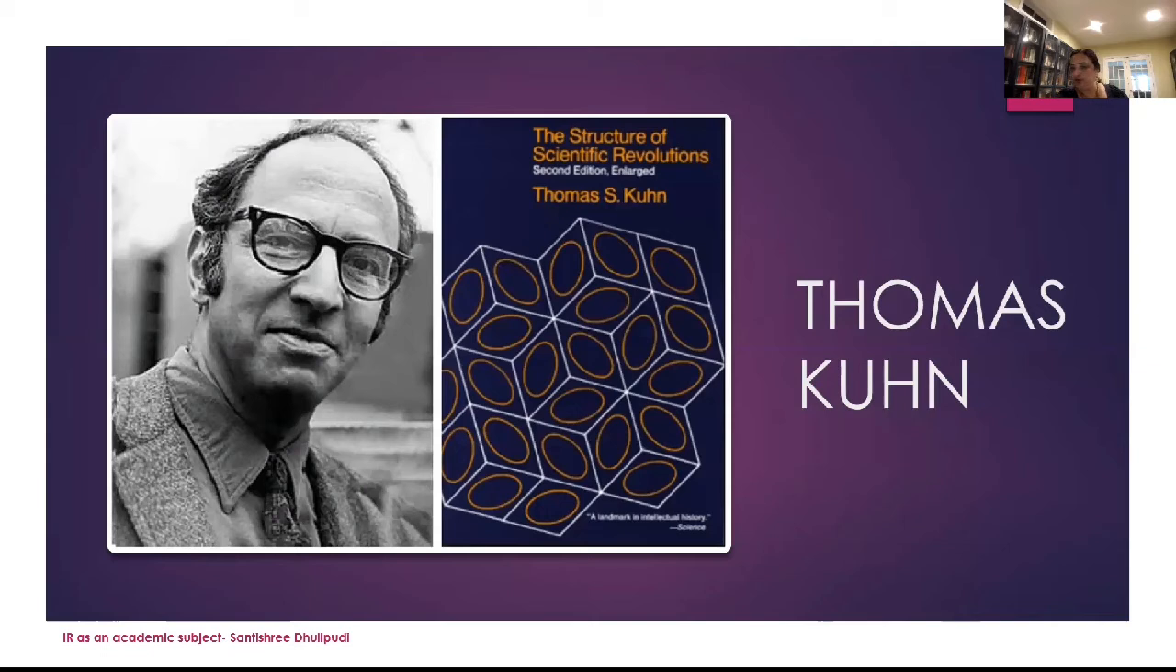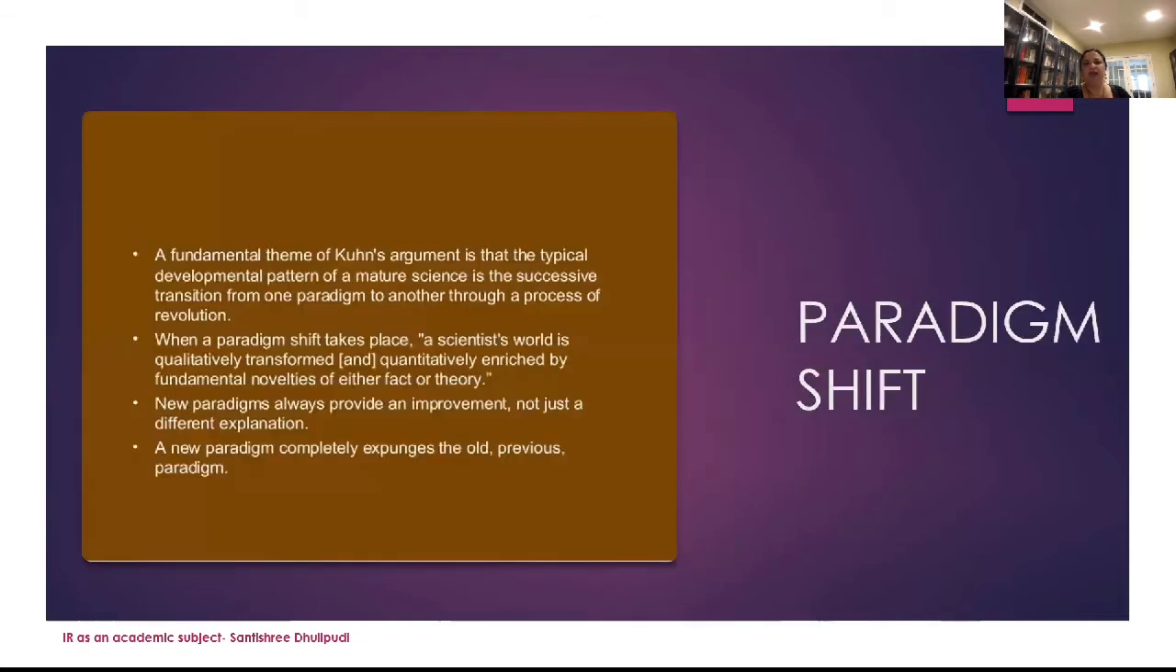Now we go into important theoreticians, especially those who helped us. The first name that comes to us is Thomas Kuhn, The Structure of Scientific Revolutions. This was a book that Professor Satish Kumar, who was my teacher at Jawaharlal Nehru University, JNU, wanted us all to read. And it was there that I got introduced to Thomas Kuhn.